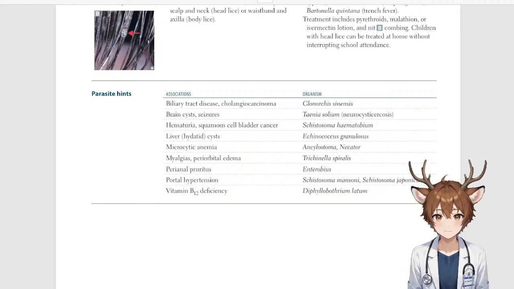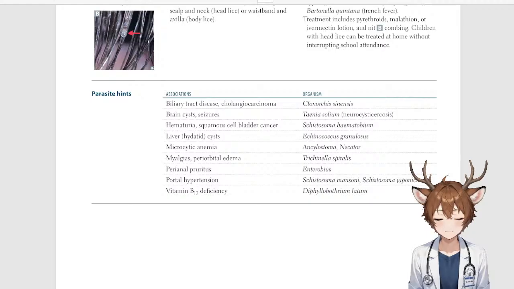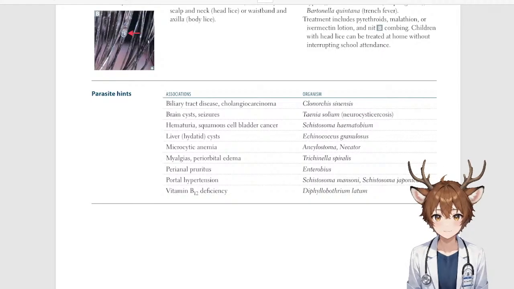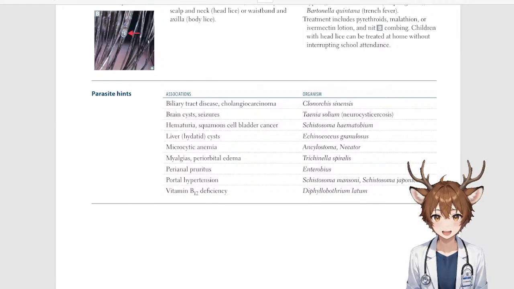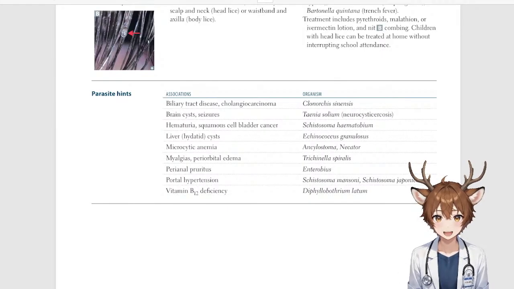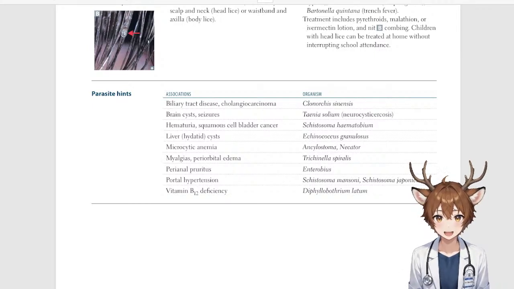Okay. Biliary tract disease, cholangiocarcinoma. What should you think? Clonorchis sinensis. Brain cysts and seizures. What should you think? Taenia solium, neurocysticercosis. Okay, what about hematuria, squamous cell bladder cancer? What should you think? Schistosoma haematobium.